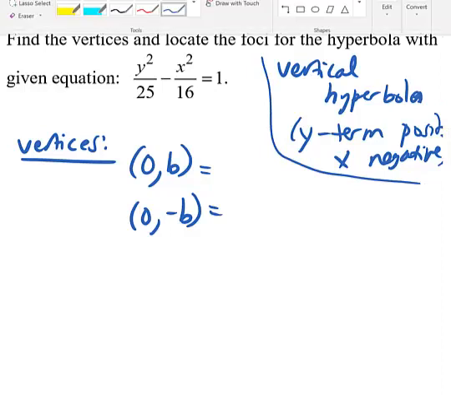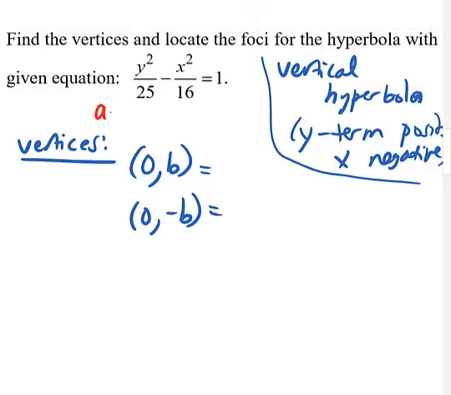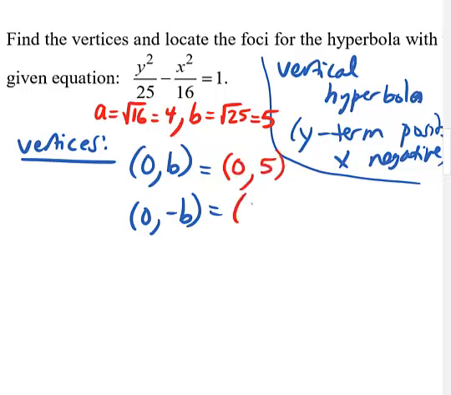In this case, my a should always be located below x, the square root of 16, so 4. And b should always be located below y, the square root of 25, which is 5. So as far as vertices go, we don't really need to know a, but I threw it in there because we'll need it to find c later. The vertices are 0 comma 5 and 0 comma negative 5.